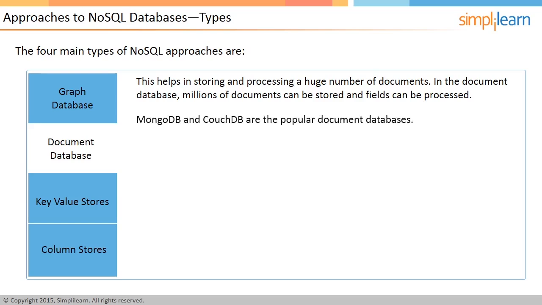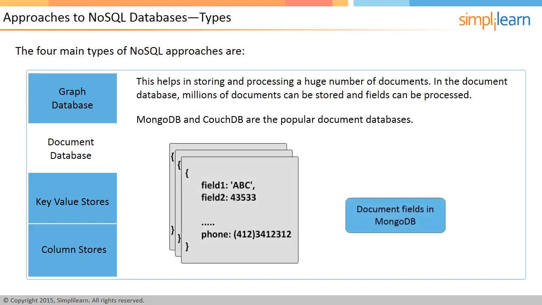MongoDB and CouchDB are the popular document databases. The image depicts the fields of a document stored in MongoDB.